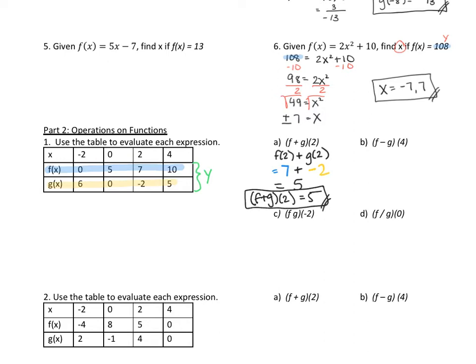And there you go. So we're going to keep doing this for each of the problems. If it helps you to rewrite it out as f of 2 plus g of 2, you can do that, or you can keep it as is. So if we take a look at B, we can write this as f of 4 minus g of 4. So f minus g of 4 is saying that we're going to subtract the g function from our f function when the x value is 4. So again, let's look for those values. So let's see. When our x value is 4, the y value for our f function is 10.